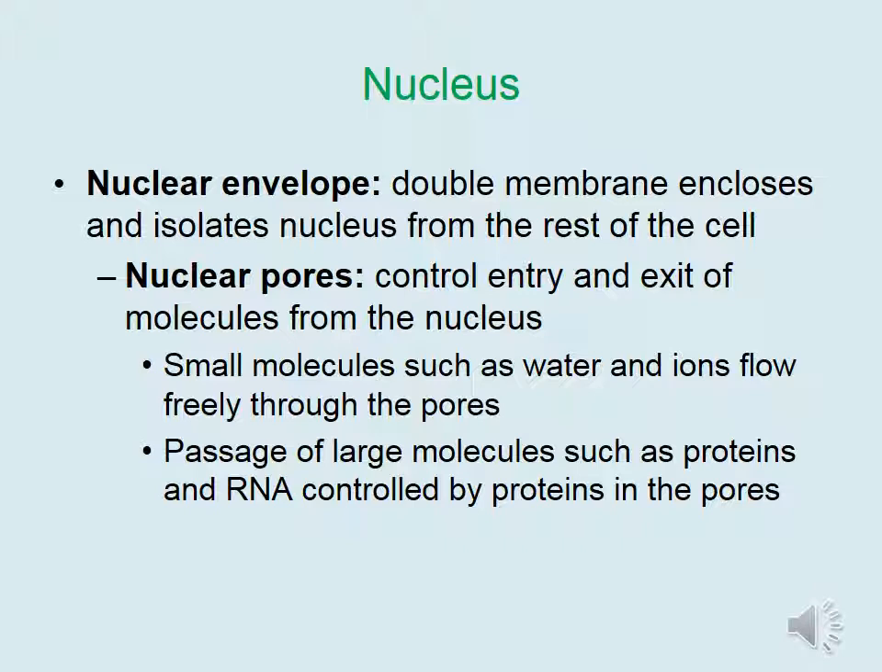The nucleus is surrounded by the nuclear envelope, which is a double membrane that encloses and isolates the nucleus from the rest of the cell. Within the envelope are nuclear pores. These are holes that control the entry and exit of molecules from the nucleus. Small molecules such as water and ions are able to flow freely through the pores, while the passage of larger molecules such as proteins and RNA is controlled by proteins that reside in the pores.